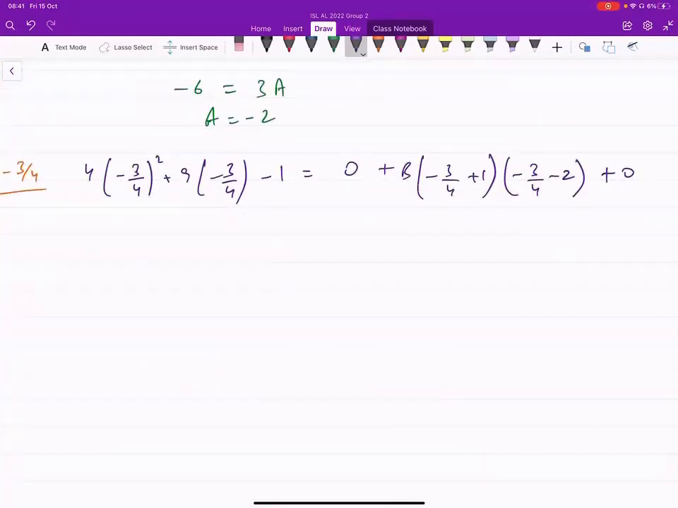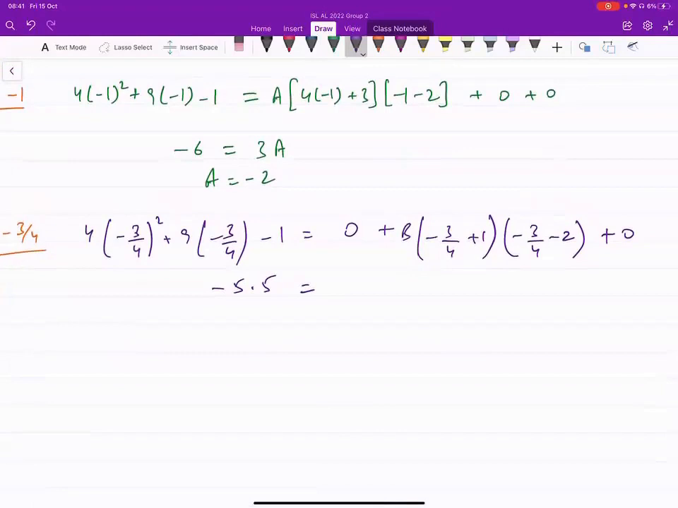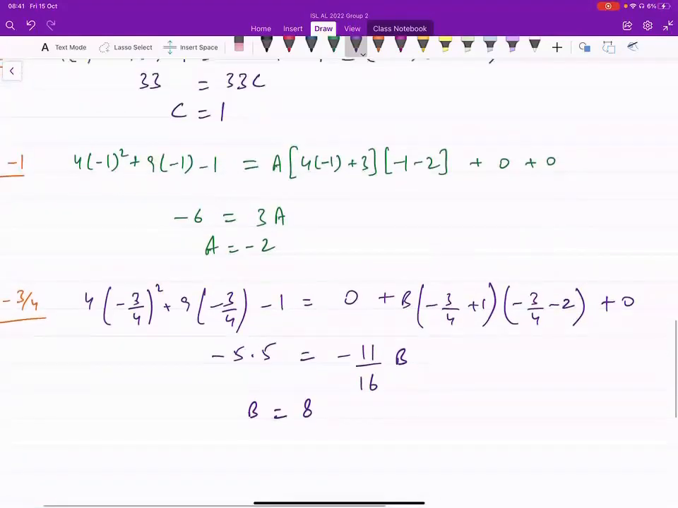What do we get? Left पे -5.5, that equals -11/16 b. अच्छा, क्या क्या आ रहा है वहां पे? Okay, so b की वैल्यू क्या आ जाती है? b is 8. Okay, so that's the value of b. We've got a, b and c now.